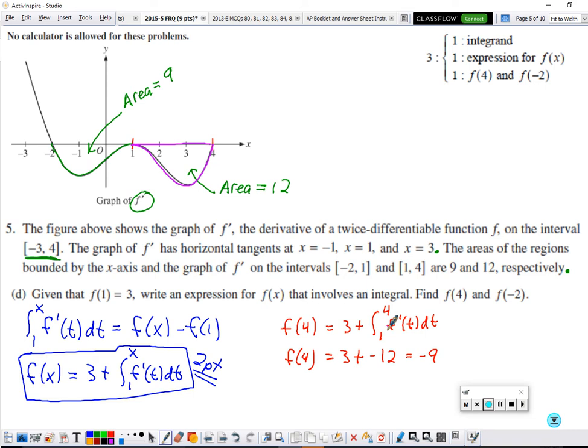Anybody else? Let's do one more. So it says f of negative 2. So I write f of negative 2 is equal to 3 plus the integral. Everybody watch this one. This one has a small twist. You don't want to mess up on the little twist here.